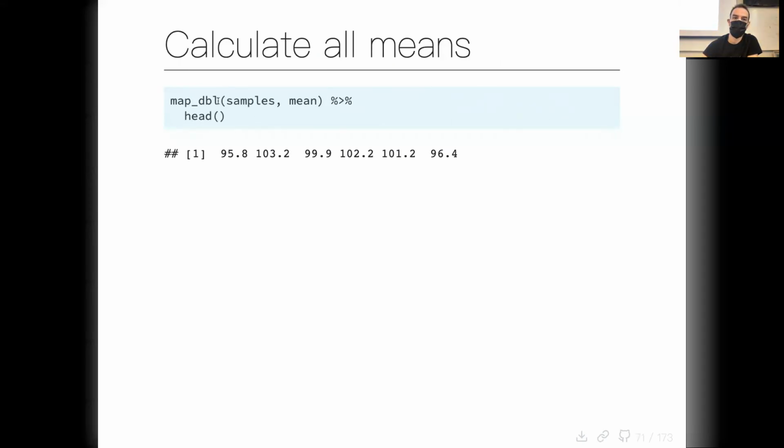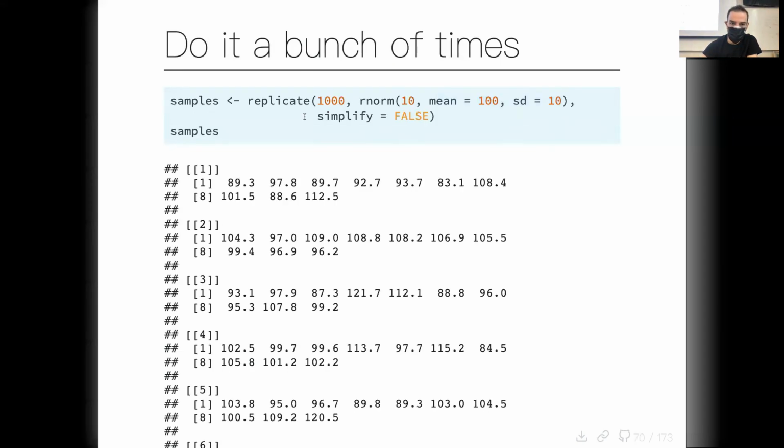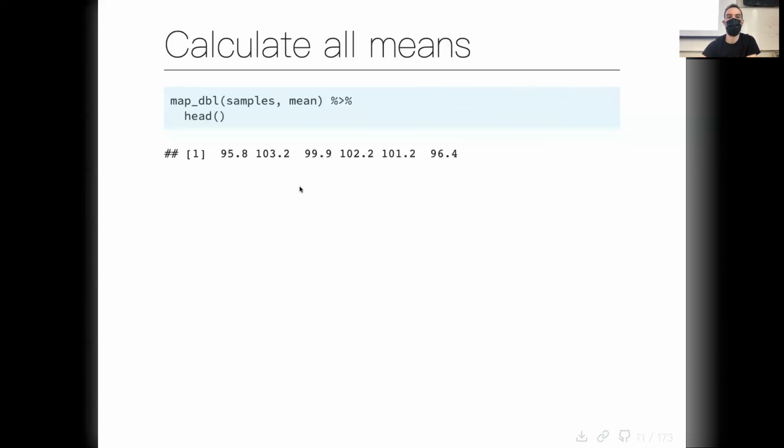And so what I'm doing is I'm going to loop through each of these. For every one of these, I'm going to calculate the mean. And then it looks like this, right? So these are all the different means. The first one was only 95.8. The second one was 103.2. The third one was almost exactly the population mean, 99.9, right?